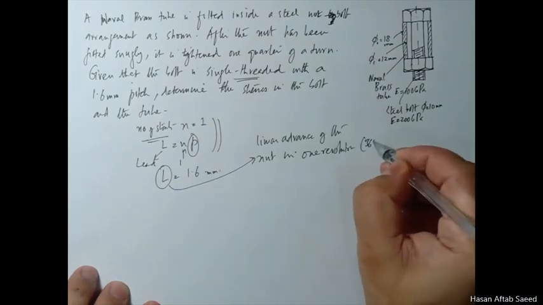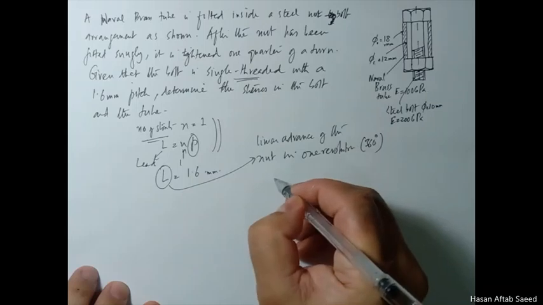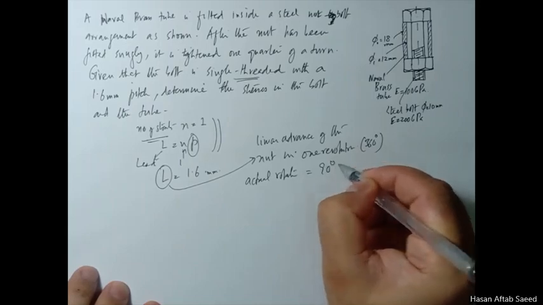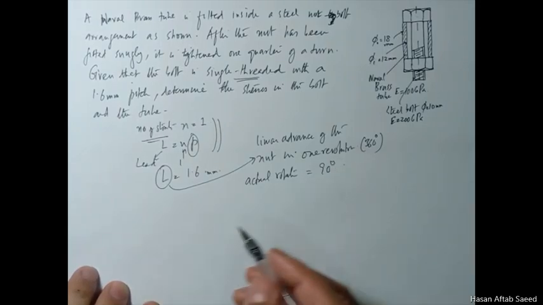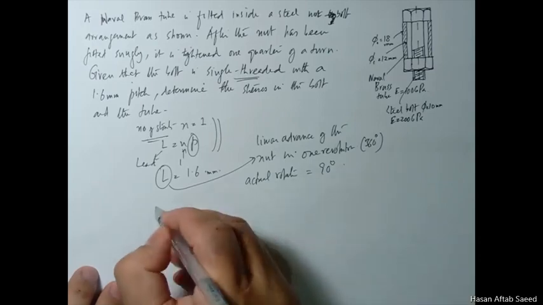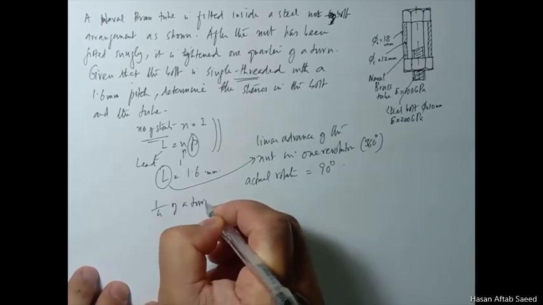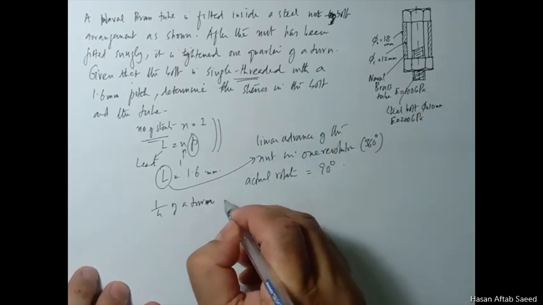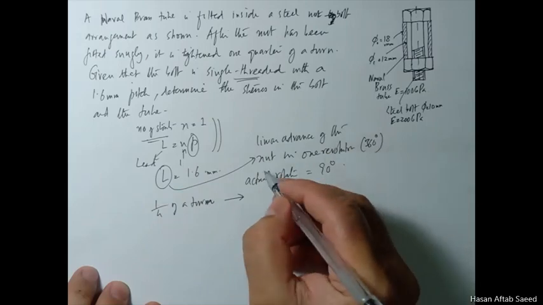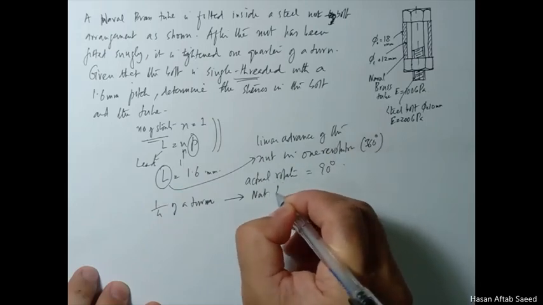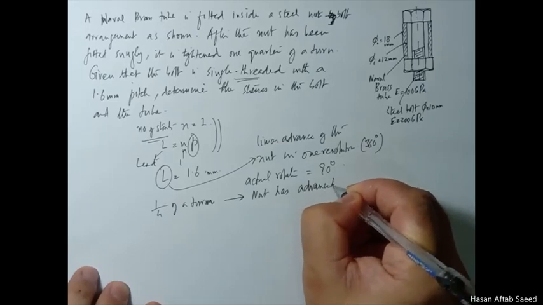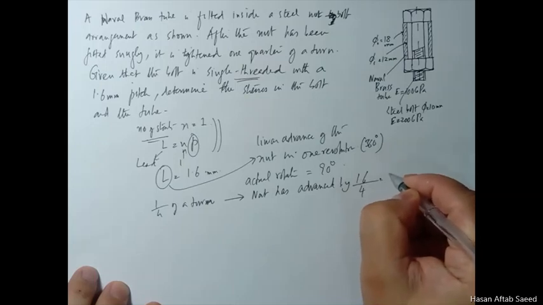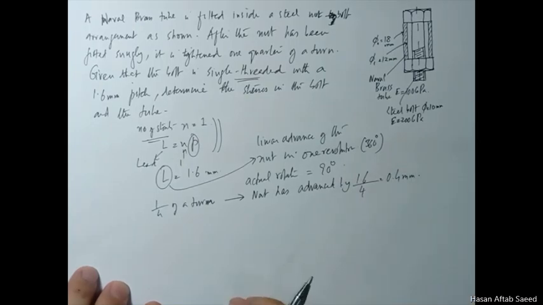So one revolution is 360 degrees. So 1/4, your actual rotation is equal to 90 degrees. So that is 1/4 of a turn, right? 1/4 of a turn you have actually rotated the nut, and that means 1/4 of the pitch. Your nut has advanced by 1.6/4, which is equal to 0.4 millimeters.